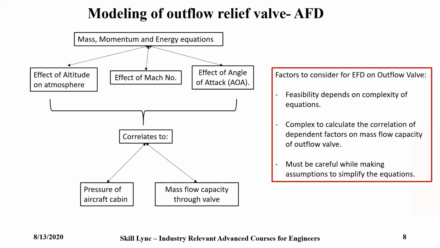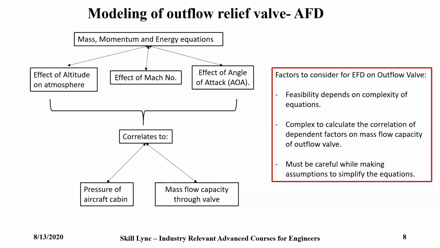So the three main equations we would be using for most flow analysis would be conservation of mass, momentum, energy. They are the three basic principles that we will always follow. Now, these three principles are used to correlate to the analysis that we have under study. So in our case, it is the outflow valve, which means we are looking at the pressure inside the aircraft cabin and the flow capacity through the valve. These are the two main things you'll be considering. Now, before you get from mass, momentum, energy straight to your results, that is mass flow through the valve, if you see the three boxes in the middle, that is effect of altitude on atmospheric pressure, you have the effect of Mach number, and you have the effect of angle of attack.